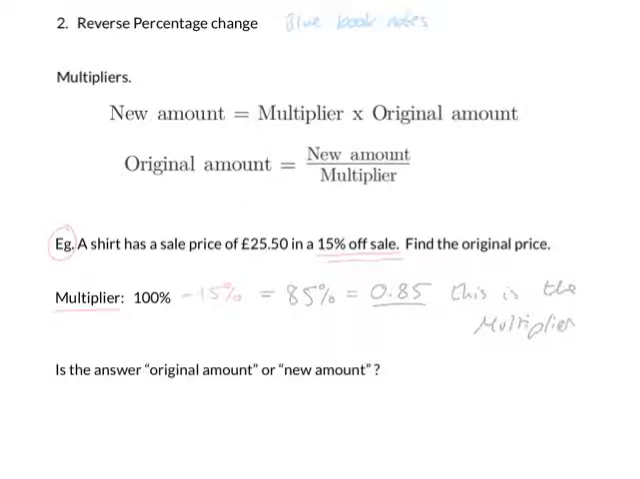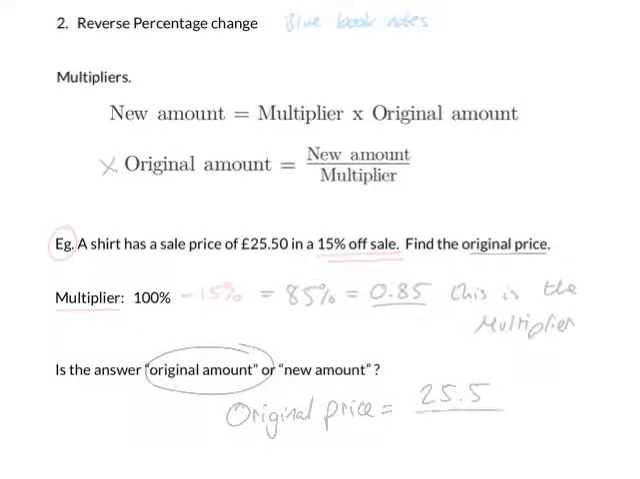The second part to this question is to decide, is the answer that you're being asked for the original amount or the new amount? Well, actually, in a sale, the sale price is the new amount. So the original price is the original amount. So we have to use that lower of the two formulas, the new amount divided by the multiplier. And this undoes the percentage change.